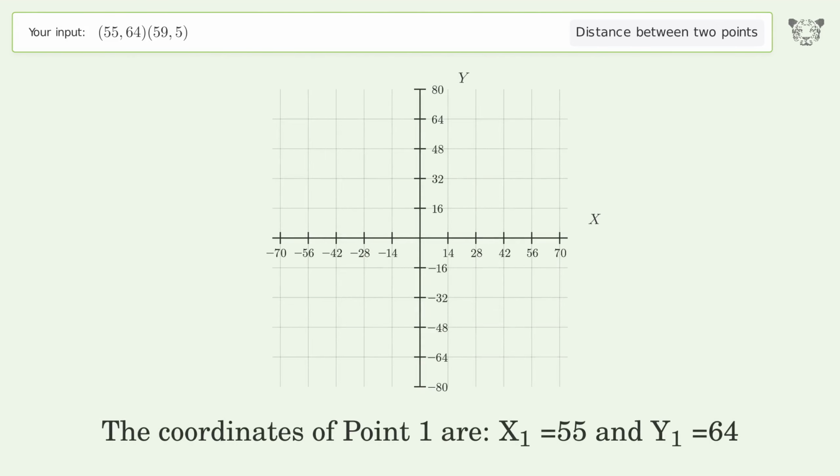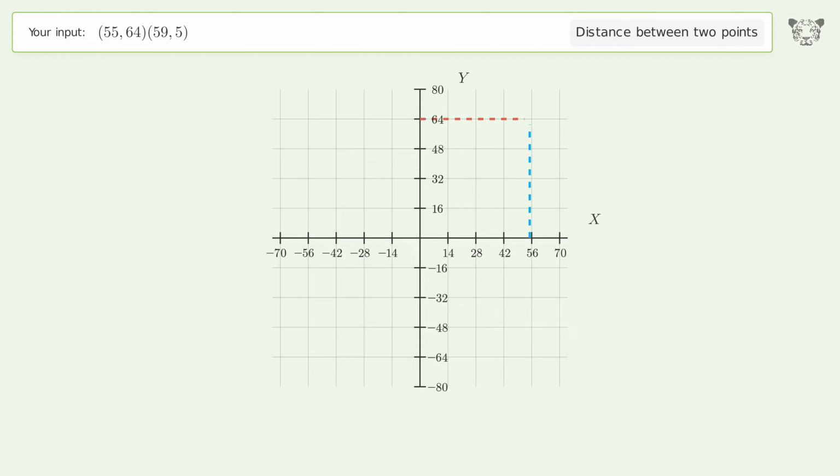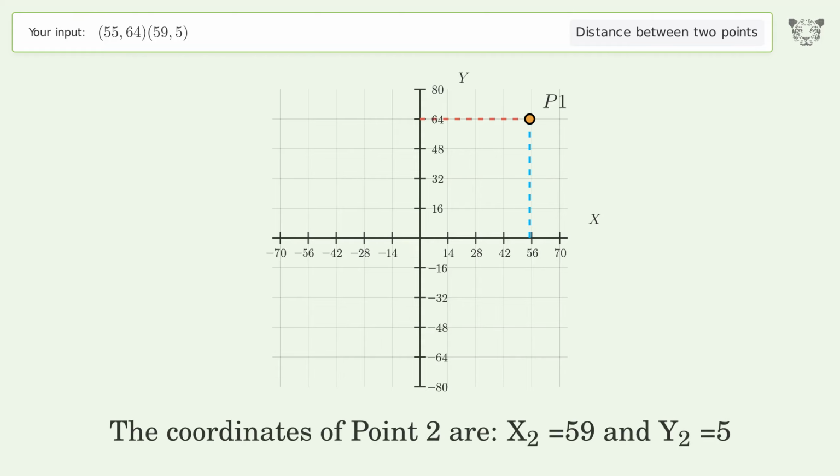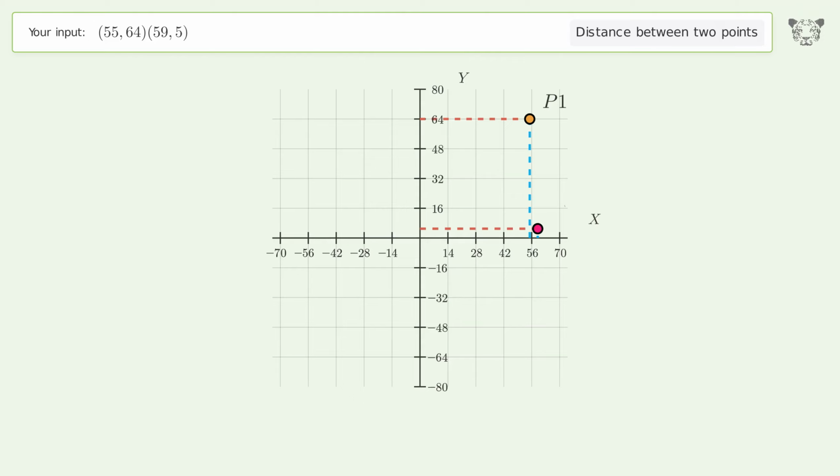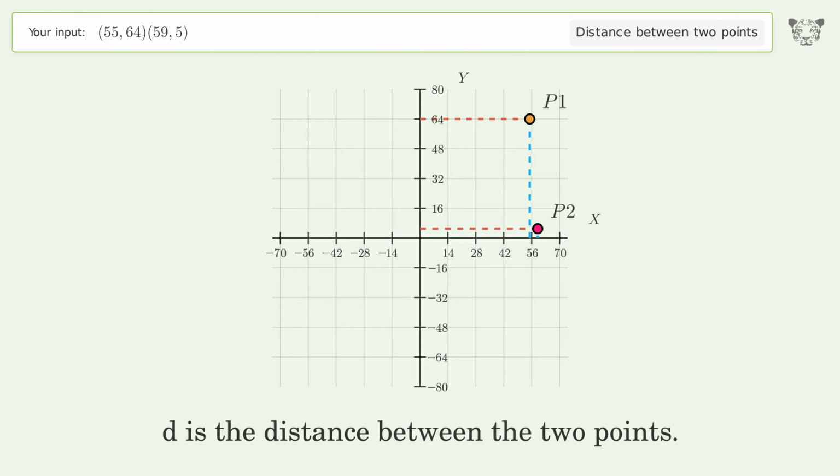The coordinates of point 1 are, x1 equals 55 and y1 equals 64. The coordinates of point 2 are, x2 equals 59 and y2 equals 5. D is the distance between the 2 points.